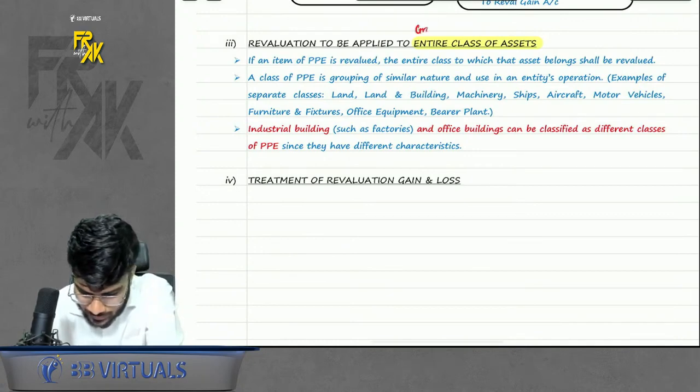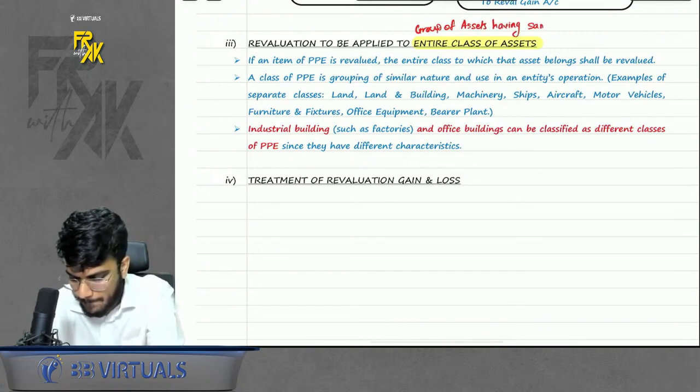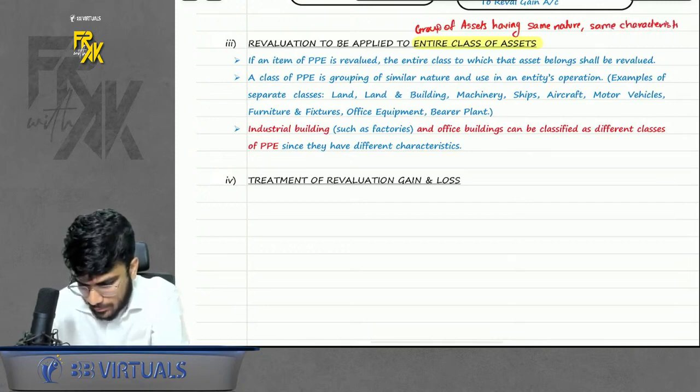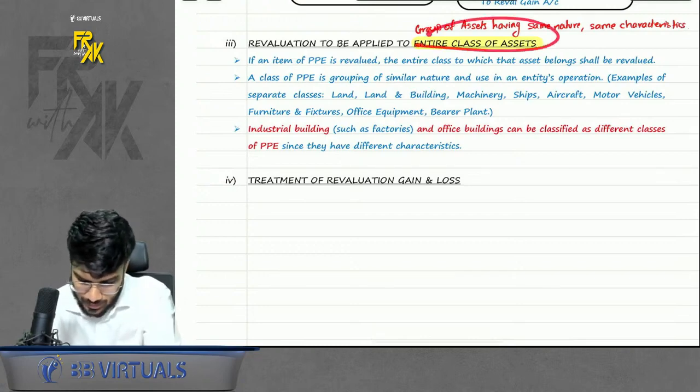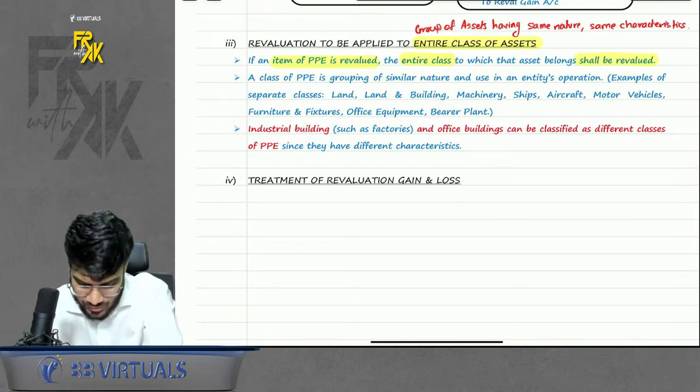What is the meaning of entire class? Group of assets having same nature, same characteristics. That is known as entire class. And what is written is, if an item of PP is revalued, entire class shall be revalued. Simple. Right? And what comprises separate classes? The examples are given here. You can read it once.